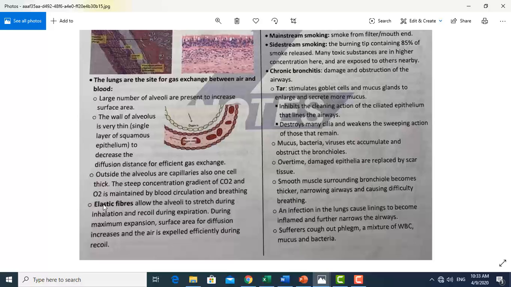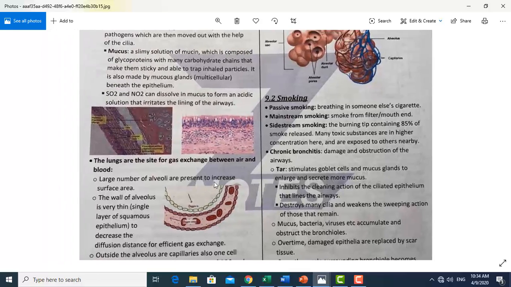Okay, and then we've got elastic fibers. They allow the alveoli to stretch during inhalation and recoil during expiration. During the maximum expansion, the surface area for diffusion increases, and the air is expelled efficiently during the recoil.